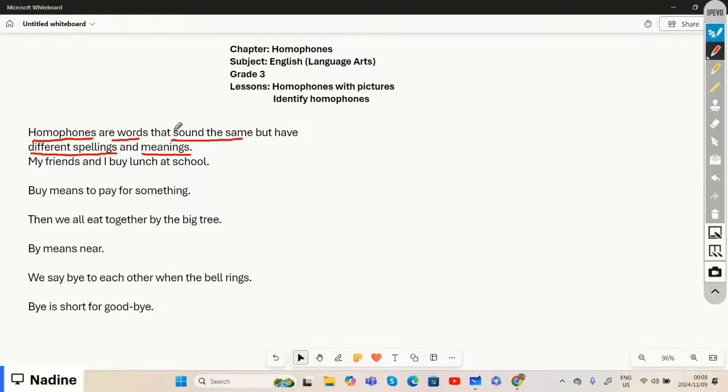And if we look at an example of homophones, it says, my friends and I buy lunch at school. So, buy. For now, I'm just going to underline buy. So my friends and I buy lunch. Which means that if you buy lunch at school, then you need to pay for it. So buying something is like you need to give money in exchange for goods.